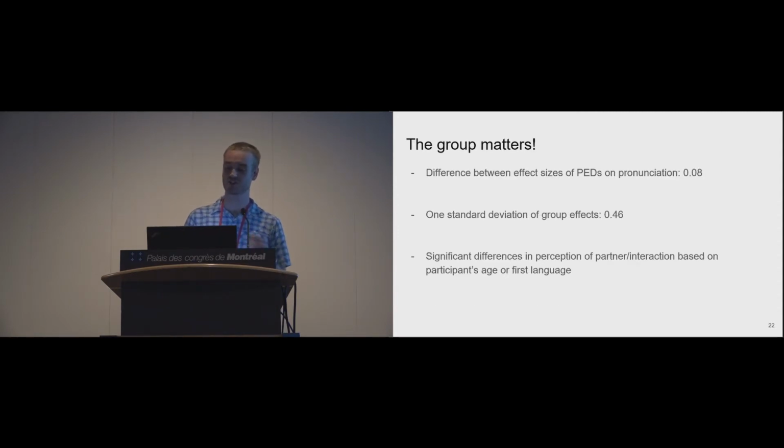I mentioned that the differences between the effect sizes of PEDs was very small. A much stronger contributor to pronunciation aptitude comes from the group dynamic. One standard deviation of the random effects of pairs is 0.46 on the 1 to 5 pronunciation scale. Contrast this with the difference of 0.08 between the PEDs.